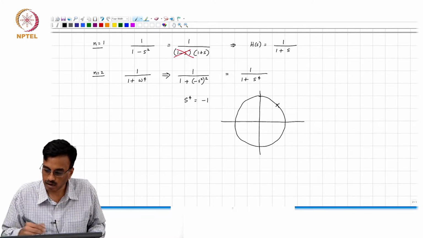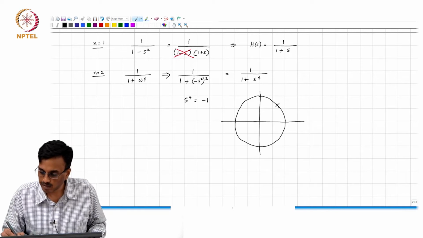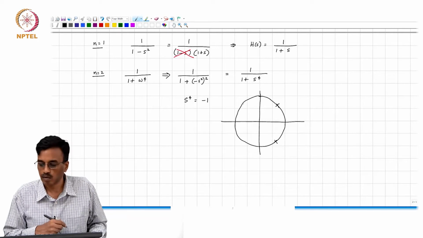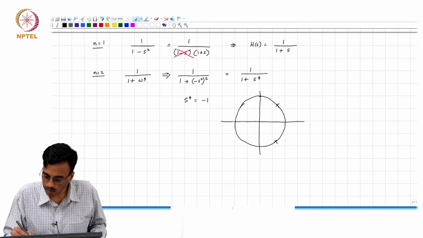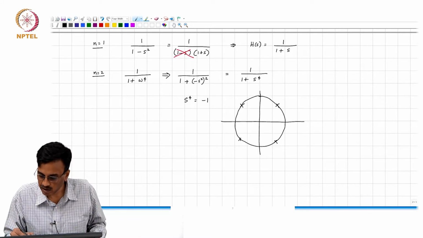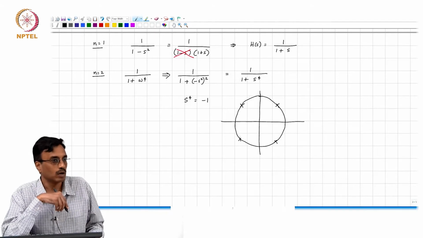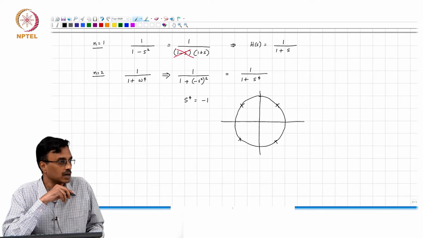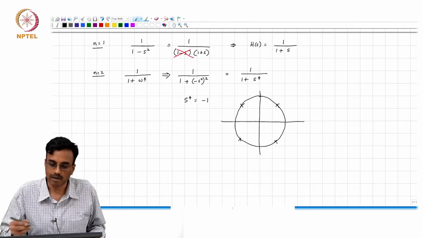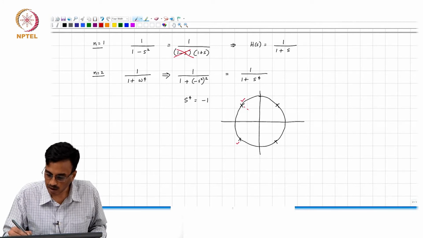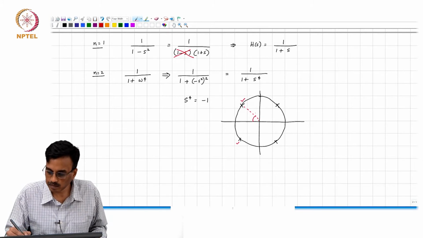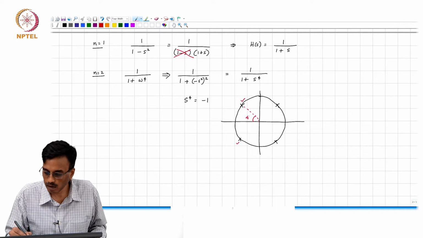So, we have a root there. If you have a root there, you will have a root there. We already know that if p is a root, minus p is also a root, and minus p star will also be a root. We have 4 roots, all right. And which 2 roots are we interested in? The left half plane. So, we are interested in these 2 roots, and remember, what is this angle? 45 degrees.